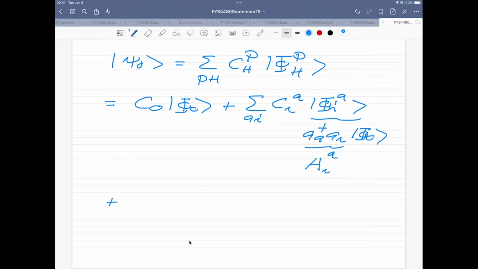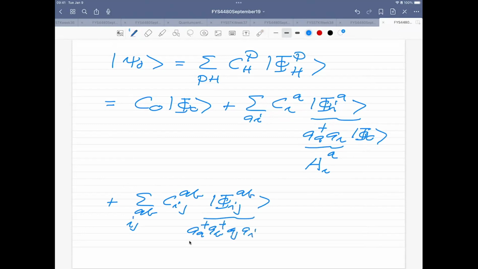And this continues all the way up to n-particle, n-hole excitations. So I would have a C_ij^ab, and then I have a Phi_ij^ab. And this is again an a_a^dagger a_b^dagger a_j a_i acting on a true vacuum state. And then finally, this goes all the way up to, and I'm simply writing this as, n-particle, n-hole excitations. And we wrote that down yesterday.